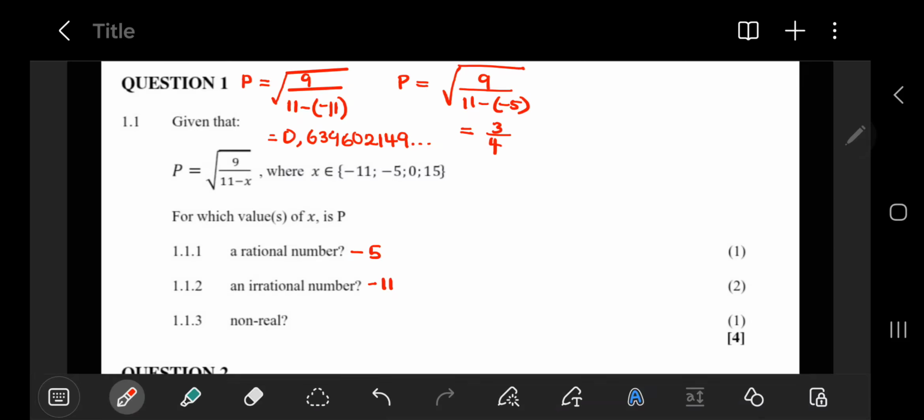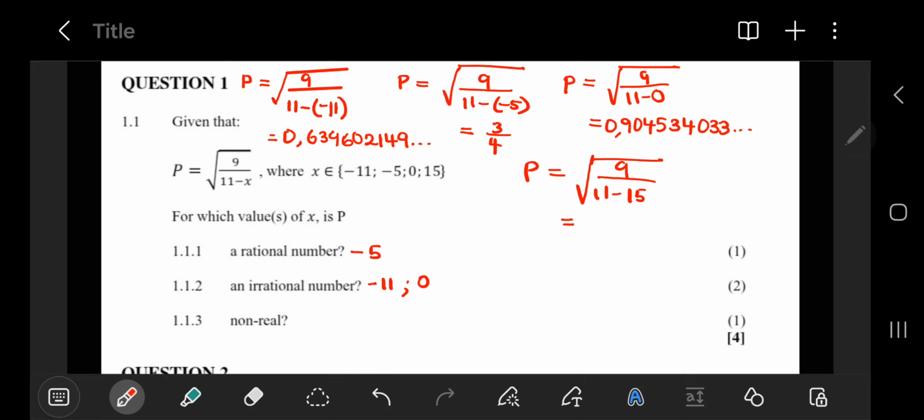Now let's try out 0. Now substituting 0, we get 0.904534033. It is a long, non-terminating decimal. And we do not have a fraction version of this answer, which means that when we substitute 0 for x, we get an irrational answer. So for 1.1.2, there were actually 2 answers. It's negative 11 and 0. Now we're going to try out 15.